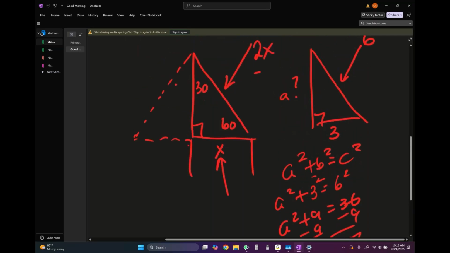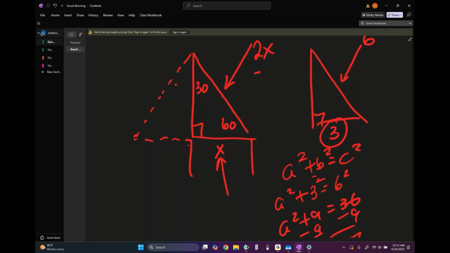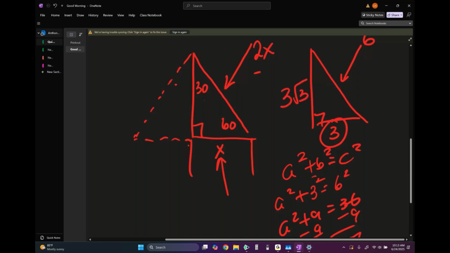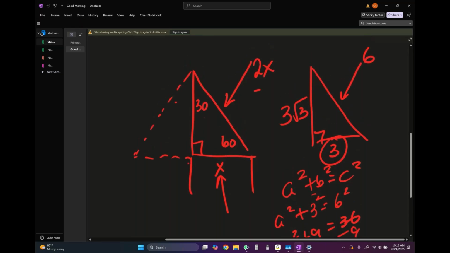And now we have the pattern that he just said, right? If that's 3 and that's 6, this will be whatever the base is, 3 root 3. Okay, I need you to pay attention to this, everybody who's brand new at this, okay?